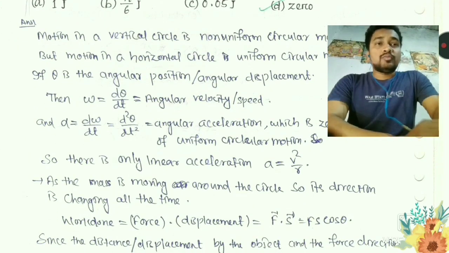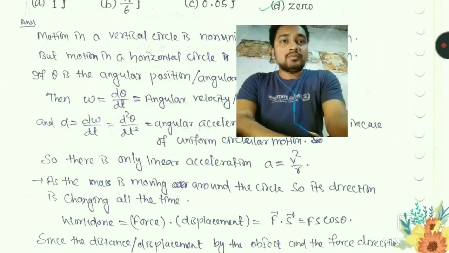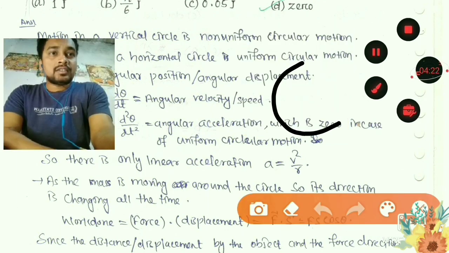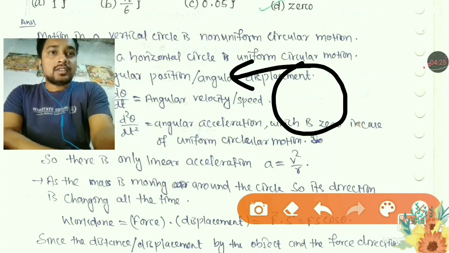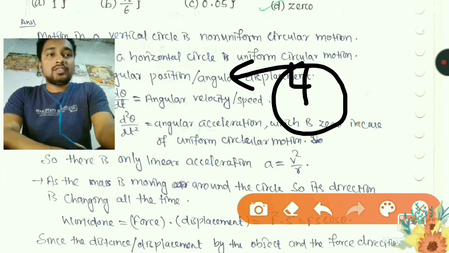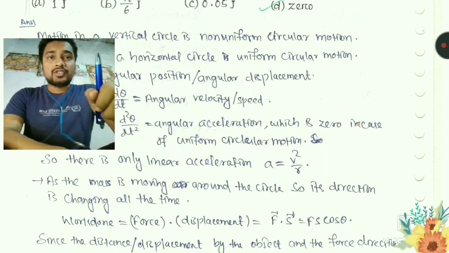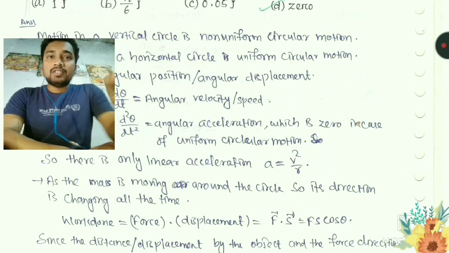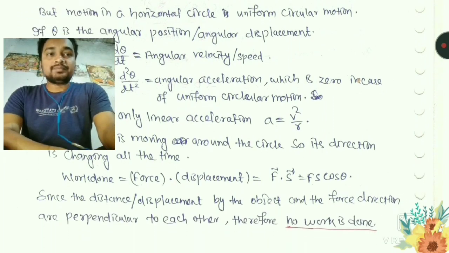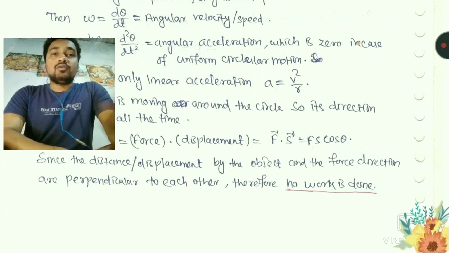As the mass is moving around the circle, its displacement is perpendicular to the force. So the work done will be force into displacement into cos theta. The angle is 90 degrees, so cos theta becomes 0, and the work done becomes 0. Since the displacement of the object and the force direction are perpendicular to each other, no work is done.